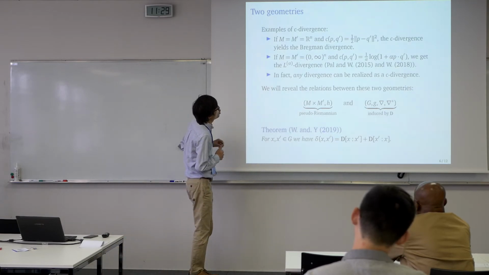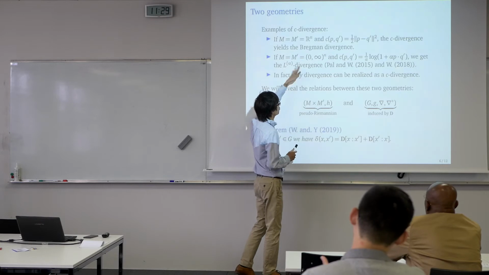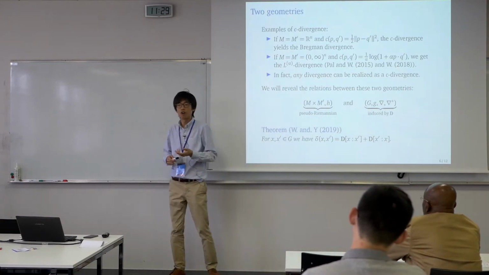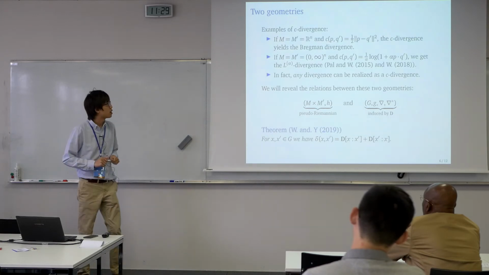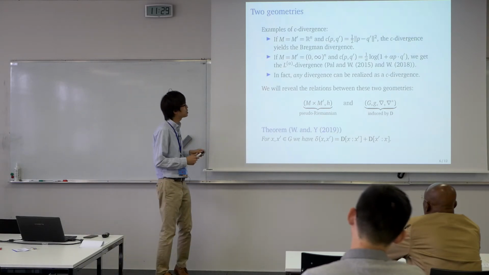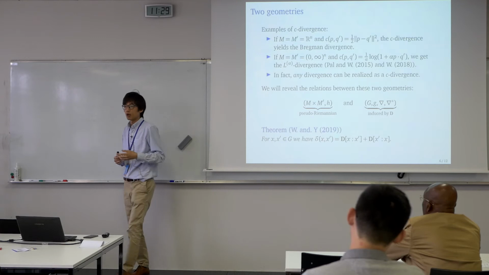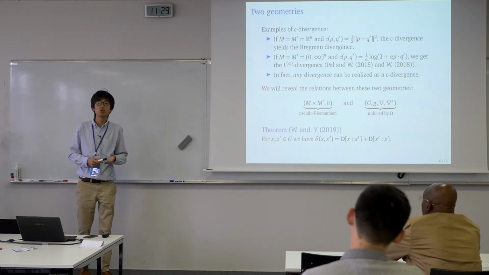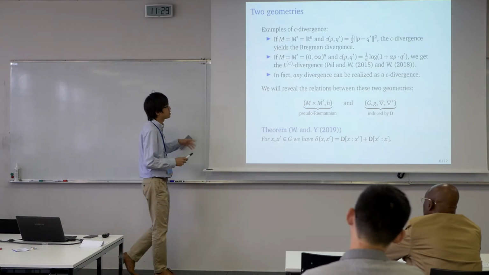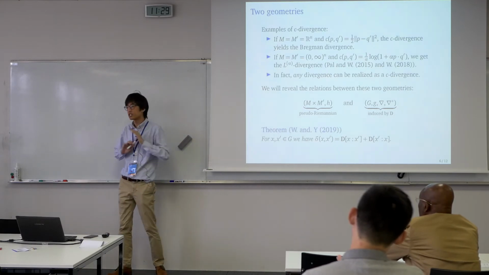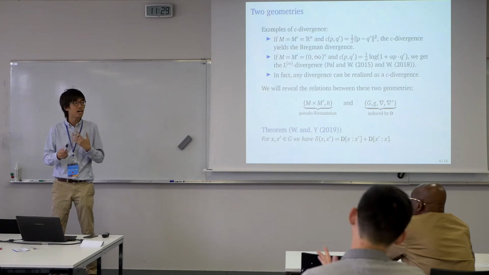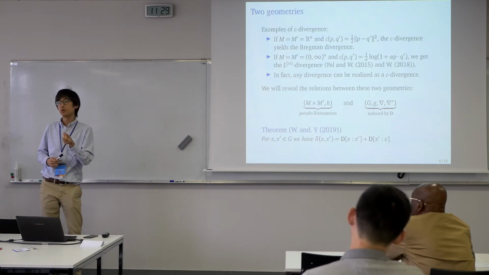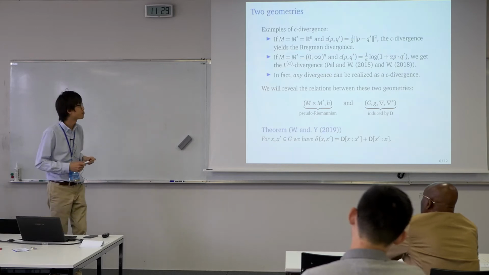Here's another example where I have the positive orthant, and the cost function is like the log of the dot product. The corresponding C-divergence is called the L-alpha divergence and was studied extensively in our previous works. Some properties will also be mentioned by Jiaowen. And in fact, any divergence, no matter what divergence you talk about, can be realized as a C-divergence by looking at a suitable cost function for the optimal transport.